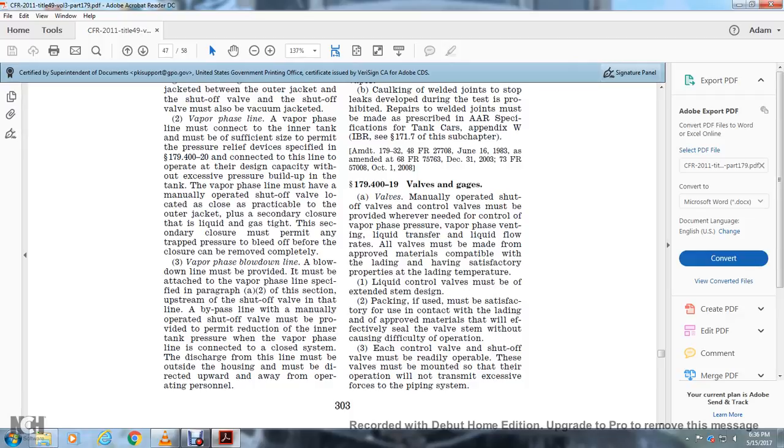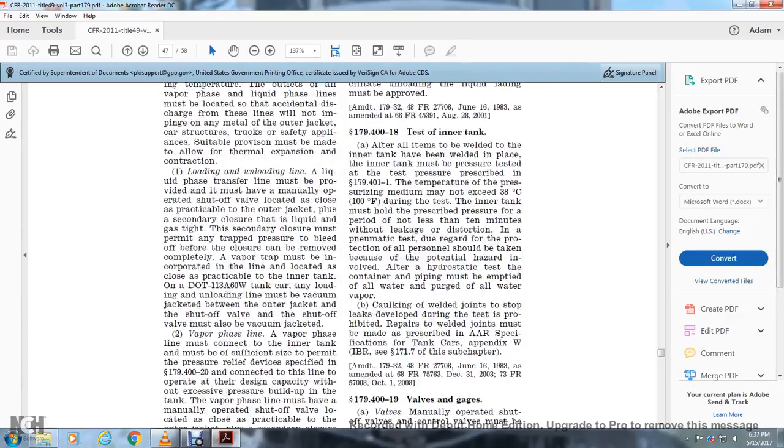The bypass line will be manually operated with a shutoff valve, provided with the permitted reduction of the inner phase, the tanker phase. When the vapor phase is connected with the closed system, the discharge from the line must be outside, but the housing must be directed upward and away from the operating personnel.